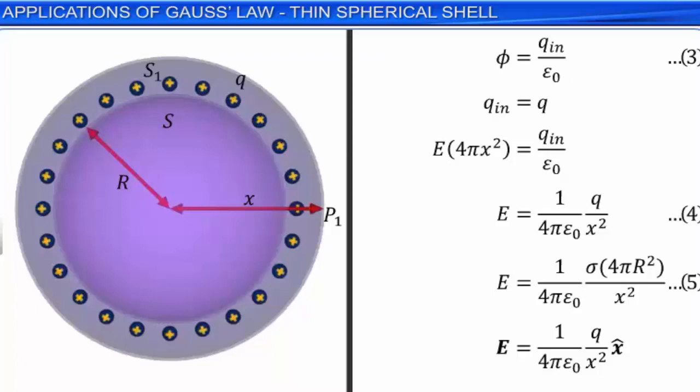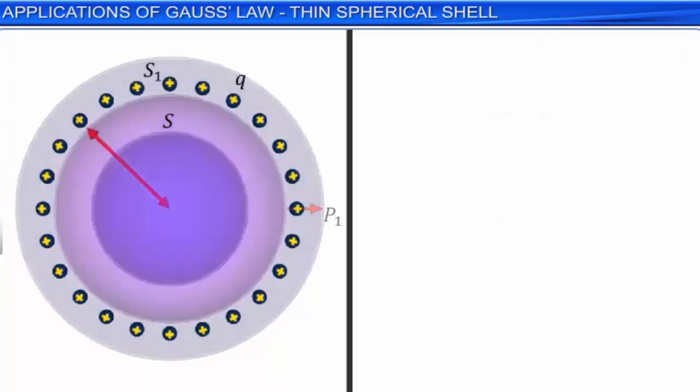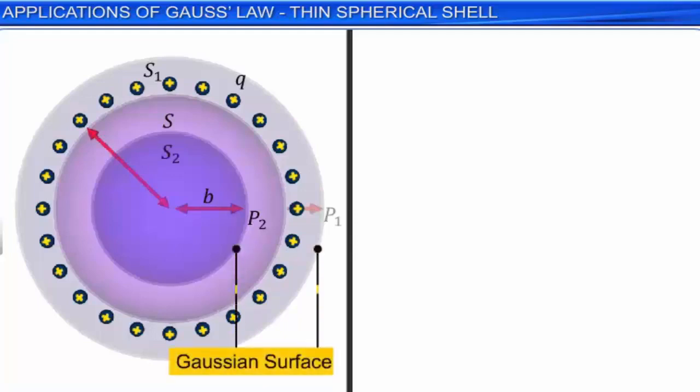Thus, for any point P1, which is considered outside the uniformly charged shell, the electric field due to the shell is as if the entire charge on the shell is concentrated at its center. Now, consider another point P2 inside the charged spherical shell, which is at a distance b from the center of the shell. To calculate the electric field strength at P2, draw a Gaussian surface S2 of radius b.